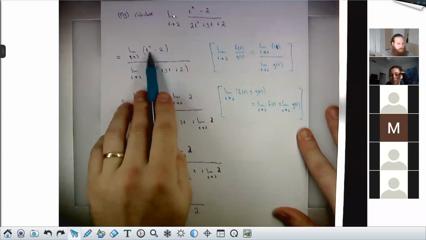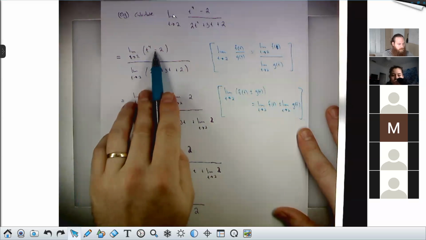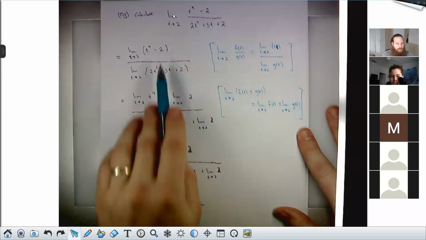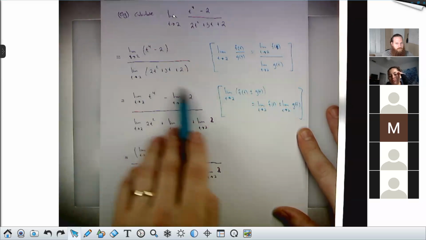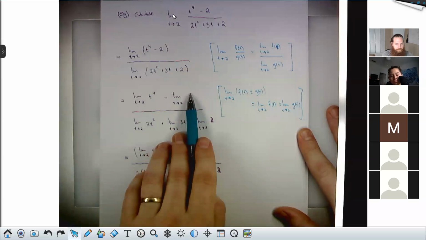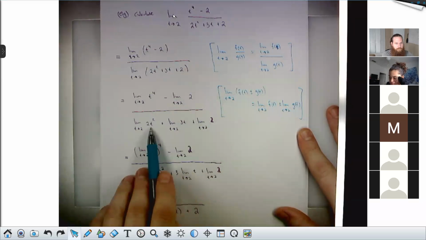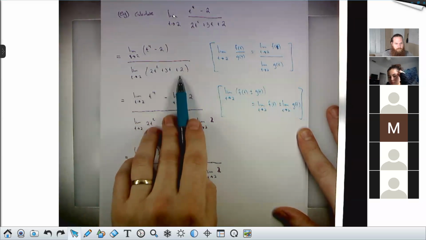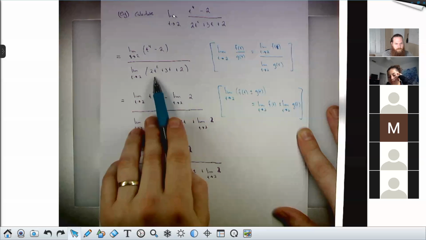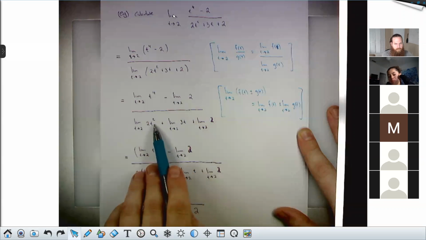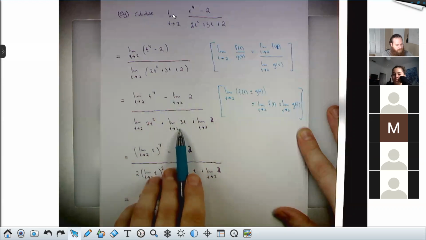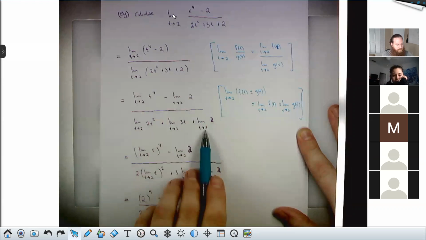And then in here, I had some subtraction, right? So I take the limit of the first piece minus the limit of the second piece. That's how this top becomes this top. And I did the same thing in the bottom. The limit of each of these three pieces that were being added up, I just gave the limit to this piece. That's this. And I gave the limit to this piece. That's this. And I gave the limit to this piece. That's this.